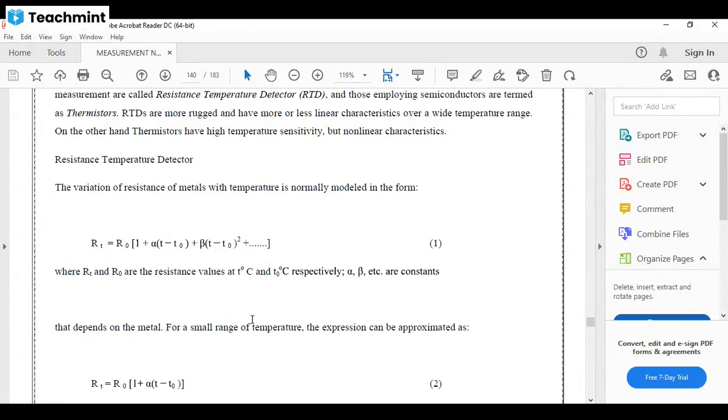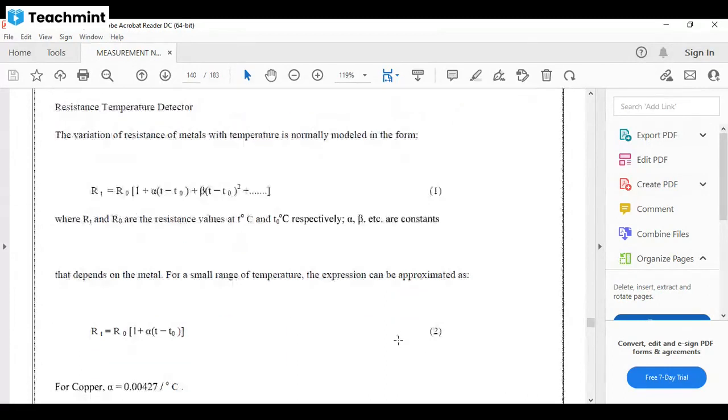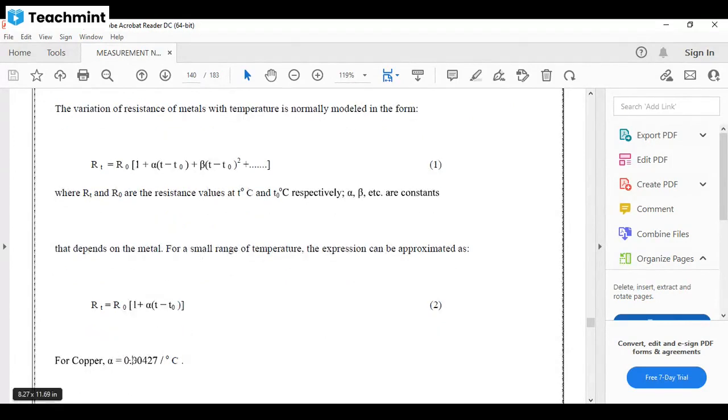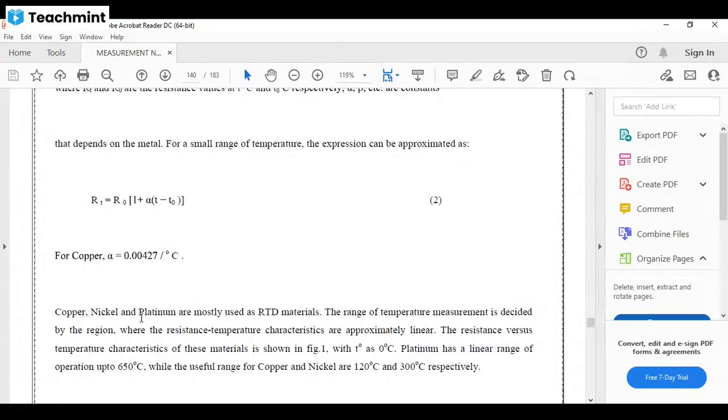And for a small range of temperature, the expression can be approximated as R_T equals R_0 into (1 plus alpha times (T minus T_0)). For copper, alpha is 0.00427 per degree, and nickel and platinum are mostly used as RTD material.